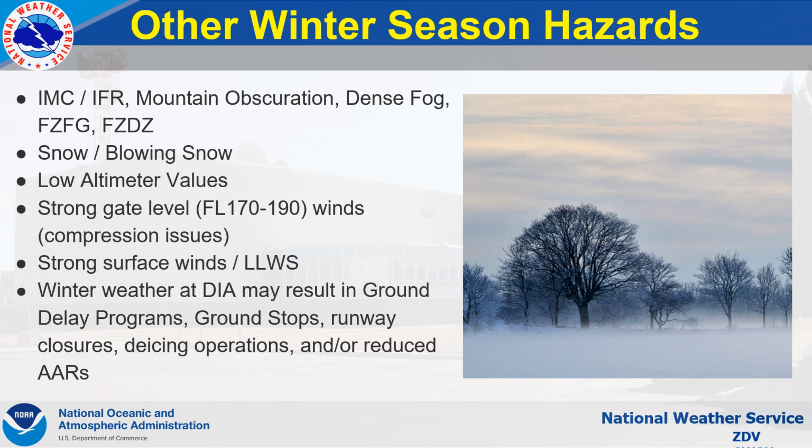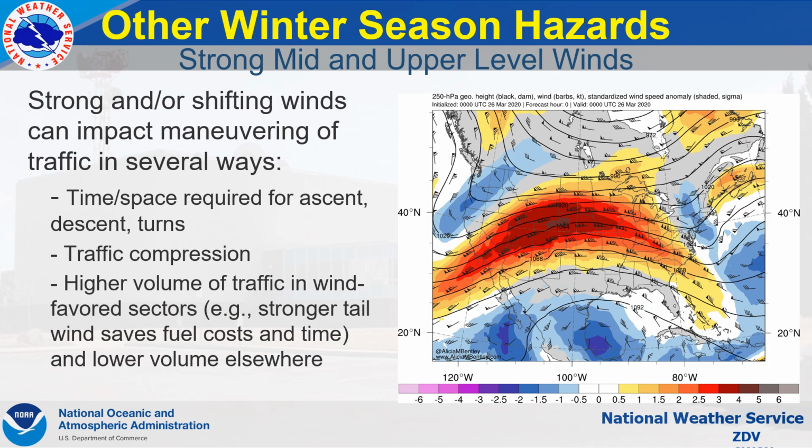All of these hazards can, of course, impact airports in many different ways. It can result in ground delay programs, ground stops, runway closures, de-icing operations, and/or just reduced arrival rates in any capacity. In the winter time, we do see an increase in strong mid to upper level winds, which, as we talked about, can result in more turbulence, but the winds themselves can have an impact on aircraft operations as well. Strong or shifting winds can impact maneuvering of traffic in several ways.